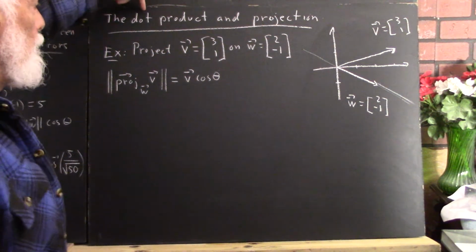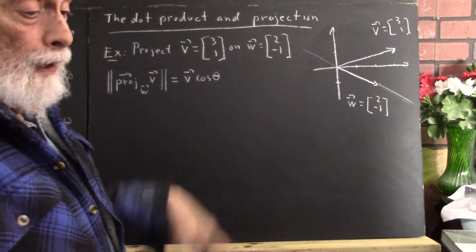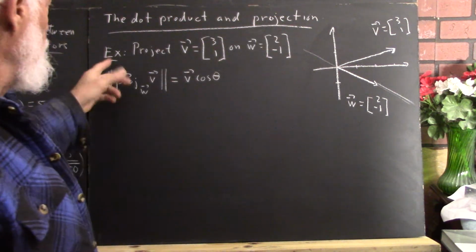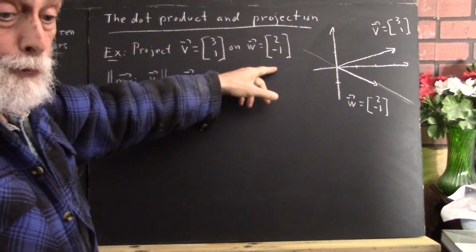Okay, dot product and projection. What's dot product have to do with projection? Example, we're going to project v equals (3, 1) onto w equals (2, -1).